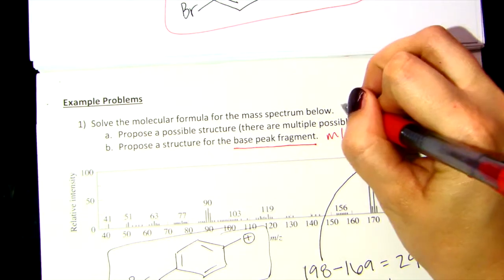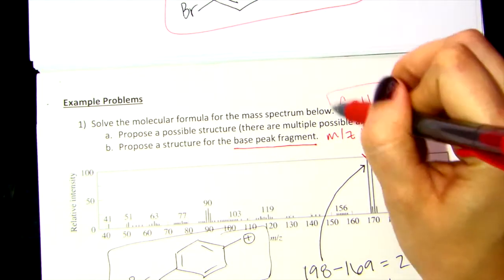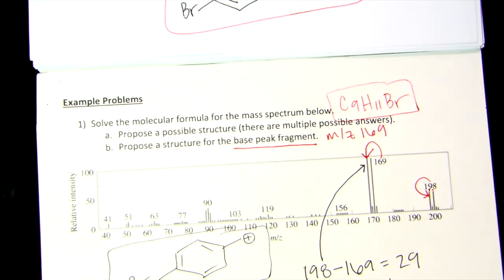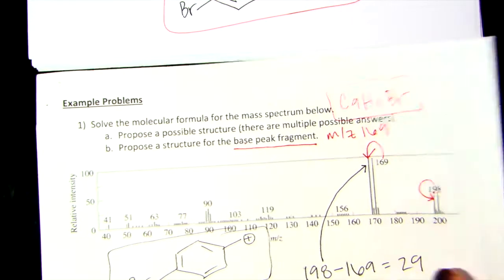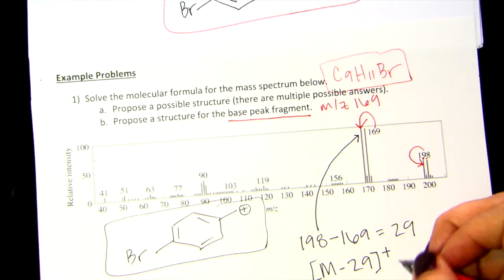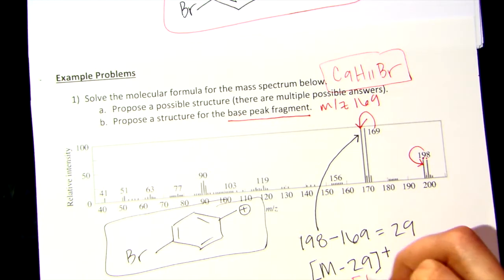Right, so our formula, we came up with C9H11Br. We proposed a structure, and we proposed a structure for the base peak. It just needs to be something minus an ethyl group. I'm not looking for a super sophisticated answer, just something that is consistent. Because 29 means we're missing an ethyl.